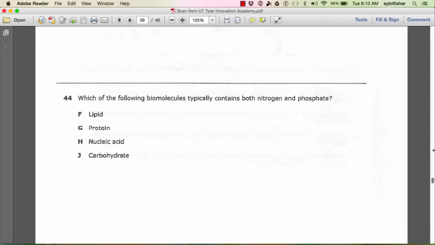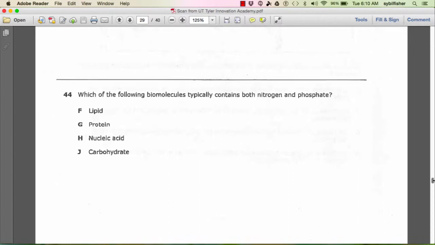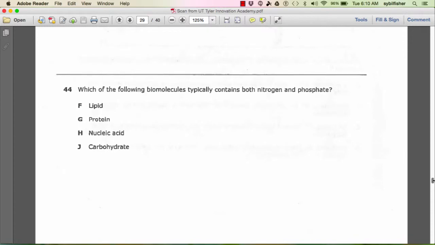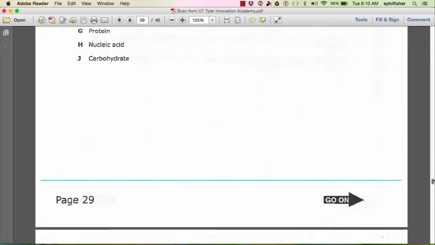Number 44. Which of the following biomolecules typically contains both nitrogen and phosphate? F. Lipid, G. Protein, H. Nucleic acid, J. Carbohydrate.